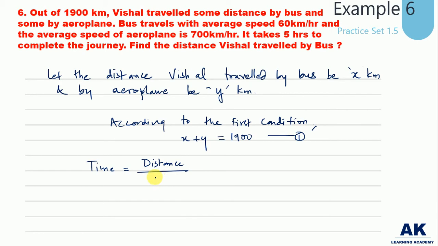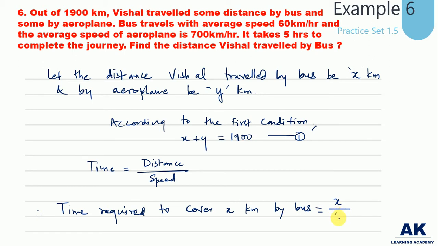Distance upon what? It is speed, right? Therefore, the time required to cover x kilometer by bus is equal to what? It is x, that is the distance is x, upon the average speed, which is 60, right? Therefore x upon 60 is what? Hours, because we have considered time here, right?